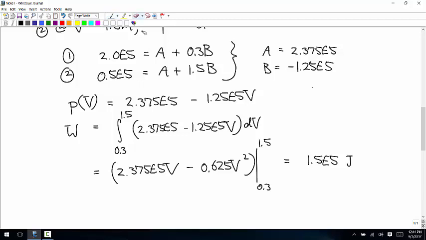That's still the answer, though, right? Okay, and then the last question is, does the sign of the work make sense? Yes, the gas is expanding, so it always does positive work. Any questions about that one?